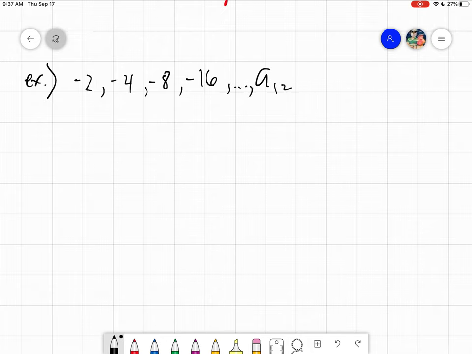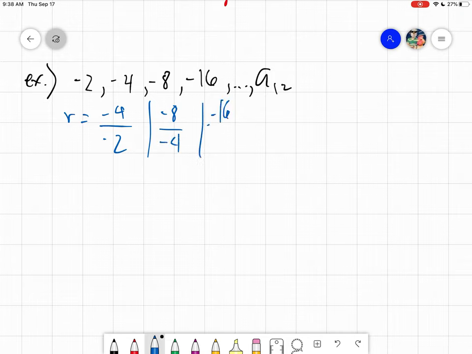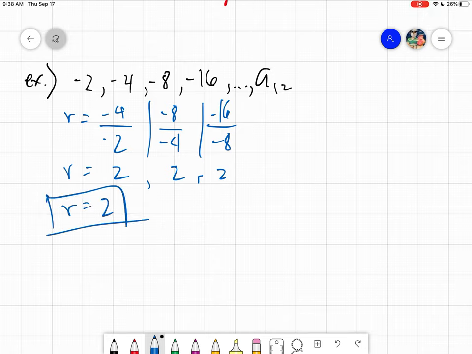Okay? Of course, before you actually solve anything, you have to check, is this geometric or not? Because maybe you are just wasting time. Okay? So you have to check what is R. Our R is again obtained by taking a term divided by the previous term. Since basically the answer here is simply all 2's, then we can assume that our R is simply 2.